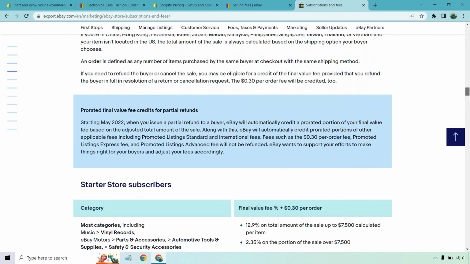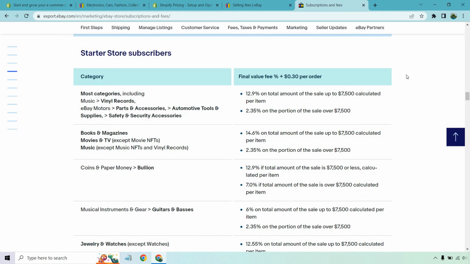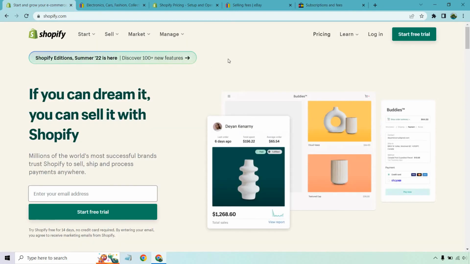But if you scroll down, you'll see that you're still going to have the final value fees that are going to be pretty steep, which once again, in my opinion, makes it look like Shopify is a much better choice if you're really going to be serious about building up your e-commerce business, where you can just sell so much more and you don't have to worry about much higher final value fees. But it's obviously really going to depend on what category you're going to be selling in.